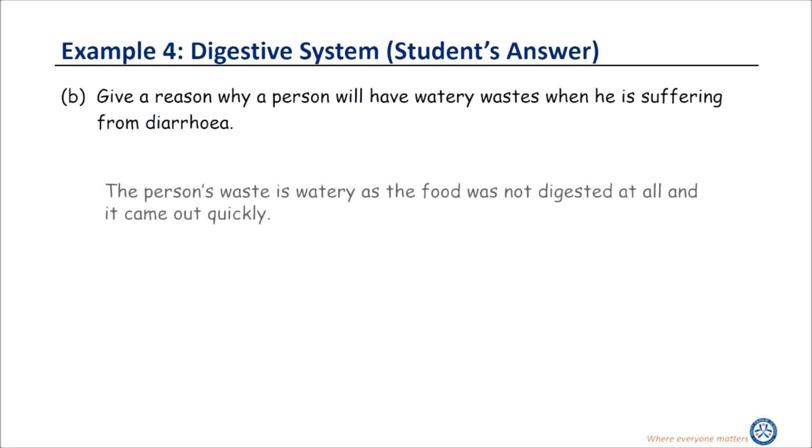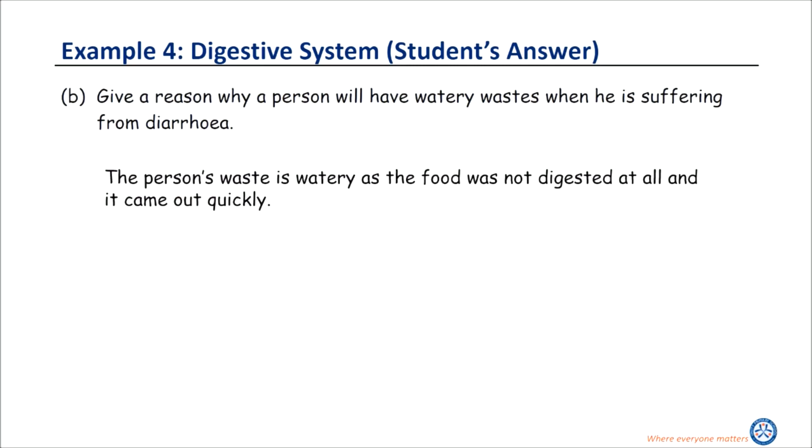In this answer, the student wrongly assumes that the waste is watery as the food is not being digested at all. This actually does not go back to the concept that has been taught. And also there's no connection to the question and to explain why the person has diarrhea. So the student is not linking back to the function of each organ of the digestive system and its role in the process of digestion. Therefore, the student will not be receiving any marks.